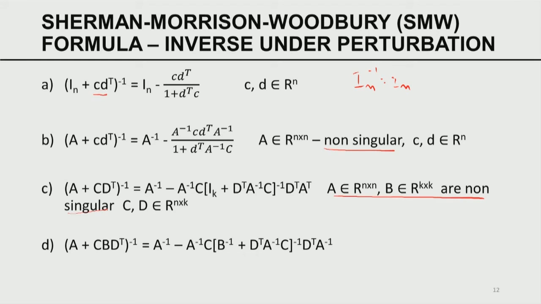I want you to be able to look at this now. In one form C and D are vectors, in the other C and D are matrices. So this is the most general form of this inverse operation, and this is the simple form. It is this version that we will use repeatedly in Kalman filtering techniques. So the Sherman-Morrison-Woodbury formula is one of the most fundamental relations used in data simulation, especially in the derivation of Kalman filters.